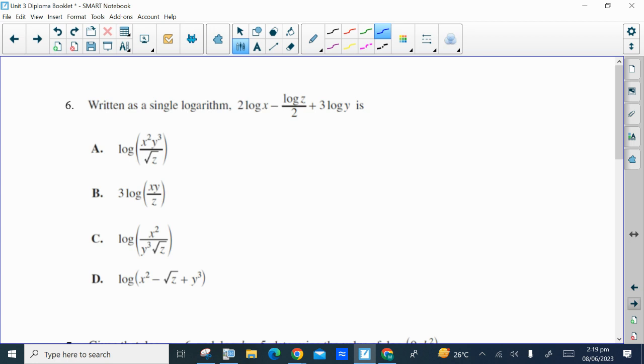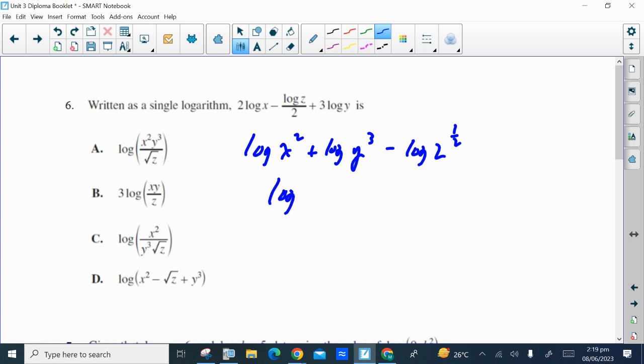Question 6, write as a single logarithm. So a couple things we'll do here. We'll bring all the coefficients up as exponents, and we'll also rearrange to put the positive terms first. 2 log x will be log of x squared. Then I'll put the plus 3 log y, which is a log of y cubed. Normally we put the positive ones first, followed by the subtraction, the negative one. And this negative log z over 2 is the same as negative 1/2 log z. 1/2 is a coefficient. It can come up as an exponent, power 1/2.